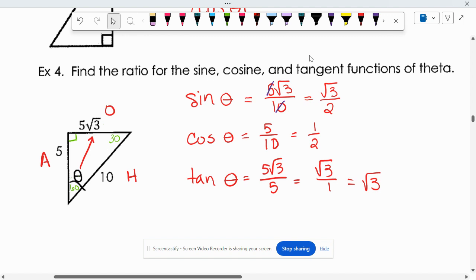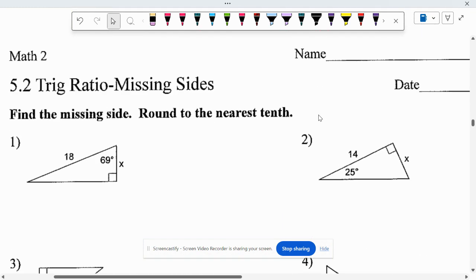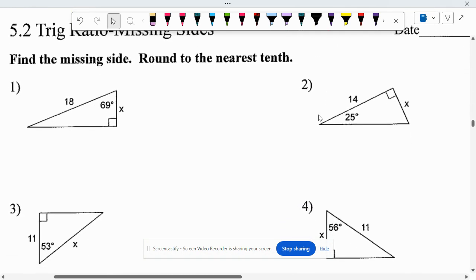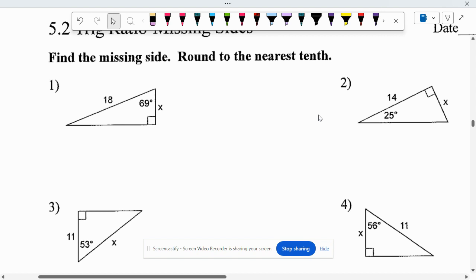I'm going to do number 1, number 8, and number 18 with you. Go to page 8, because your homework is page 8 and page 9. So I'm going to do number 1 with you, number 8 with you, and then number 18. Number 1 says find the missing side.